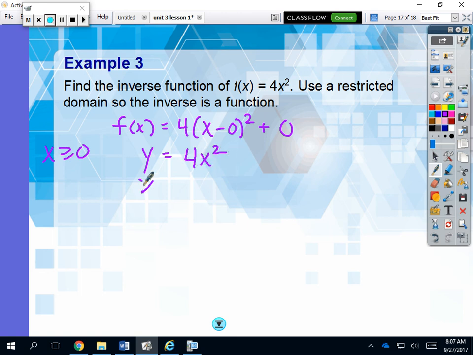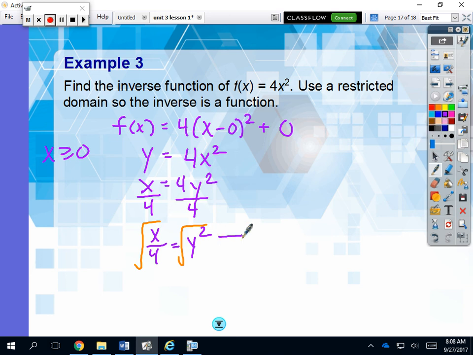Switch the x and y. Now what do I do? Well, I don't have any plus anything, so I don't have to add or subtract, but I do have a coefficient here I don't want, so I'm going to divide by 4. So now I have x over 4 equals y squared. Well, when I square root both sides, I get square root of x, and the square root of 4 is 2, so over 2 equals y.